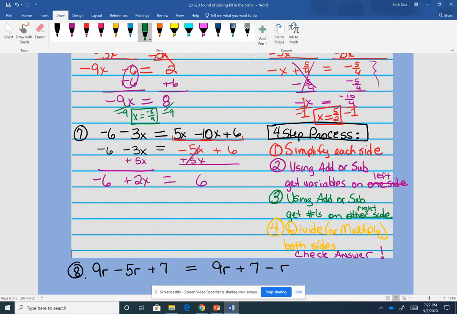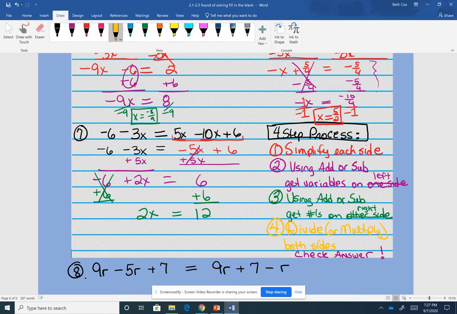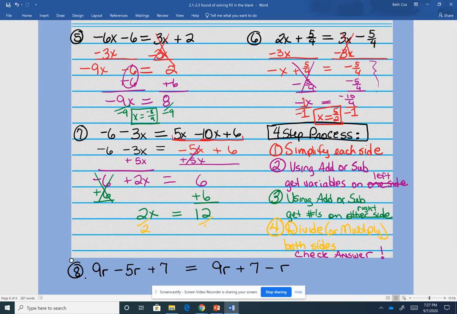Right. Next is green. Using add or subtract to get the numbers on the other side. So my numbers are negative 6, and I want them on the right. So I'm going to add 6 over here, removes it, add 6 over here. There we go. And now we're ready for our last step, which is divide. Divide by 2, and I get x is 6. And that is my answer. Now, I'm not going to check this one right now. I'm going to move to number 8.